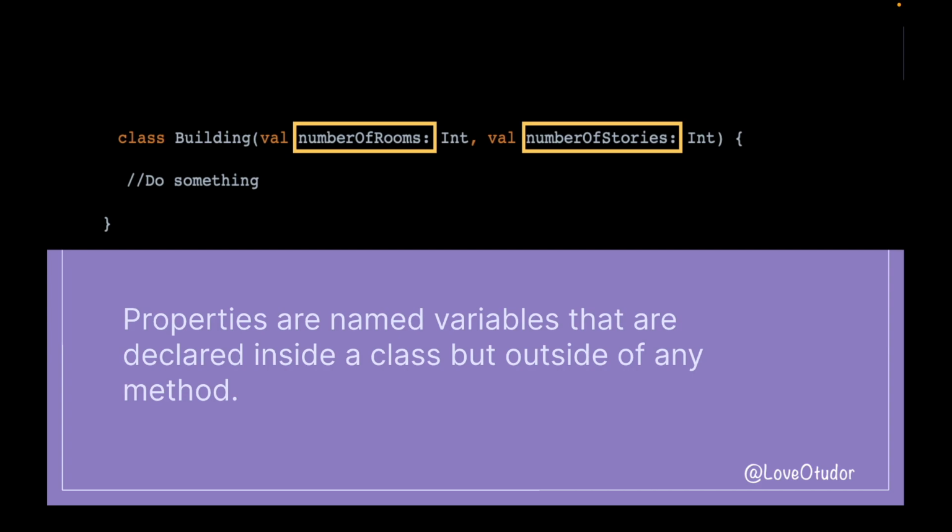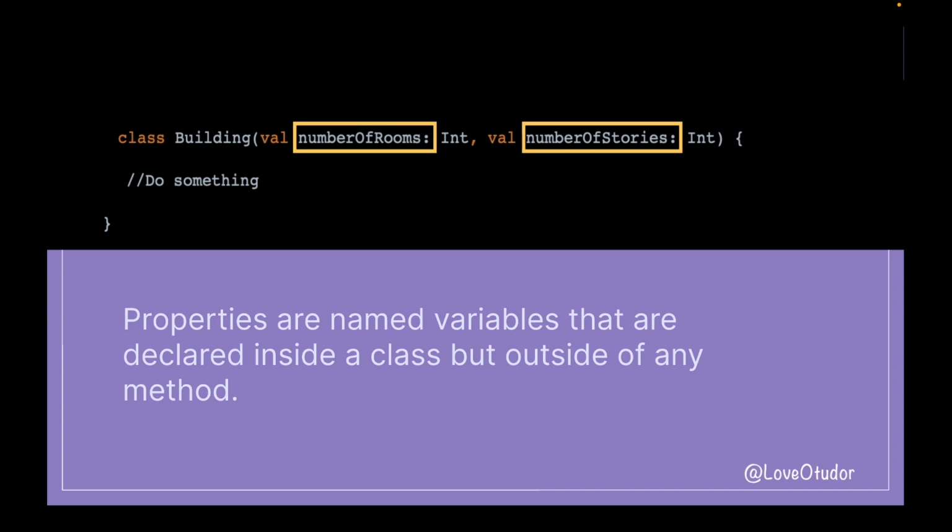Properties are named variables that are declared inside the class but outside of any method, which is a way to encapsulate data in Kotlin. They also make it possible for you to create a single point of access for reading and writing a variable's value.